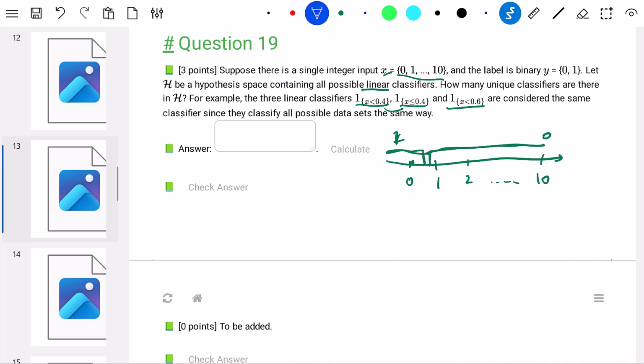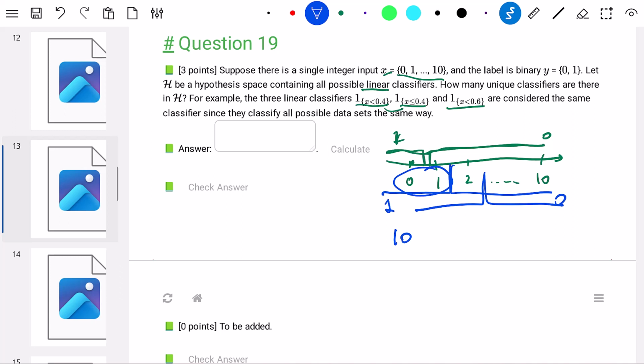So if we look at all classifiers in this form, then we can say everything, say, less than 1.5 is class 1, everything else would be class 0. So in that case, it's basically 0, 1 are classified as class 1, every other integer is classified as class 0. Similarly, we can do 0, 1, 2, 3 in class 1, everything else in class 0. So there are how many of these? There are 10 of them.